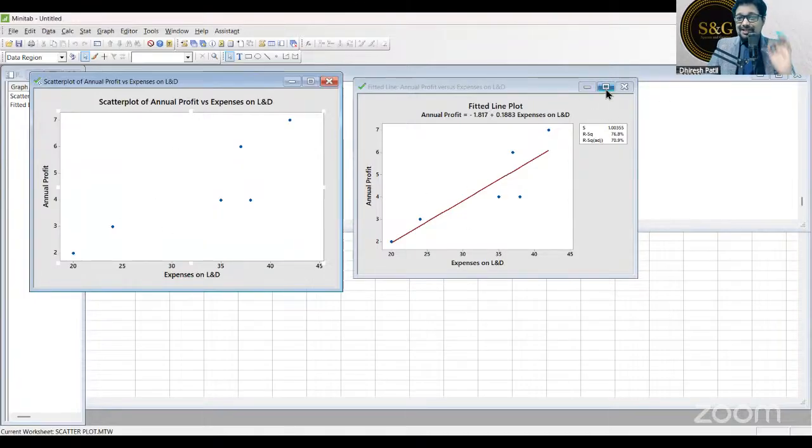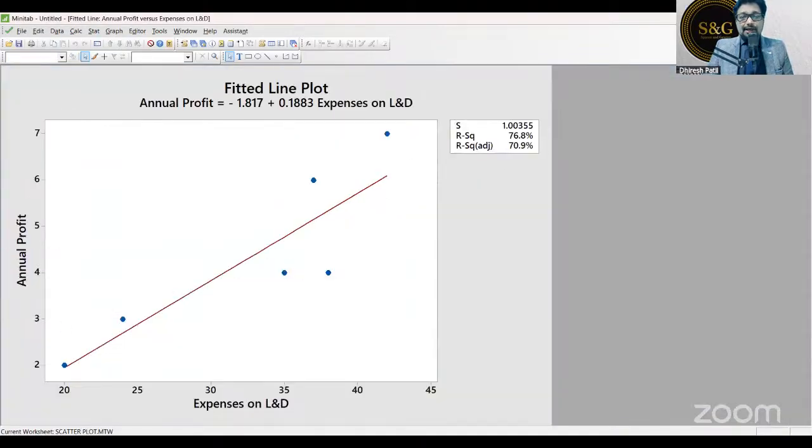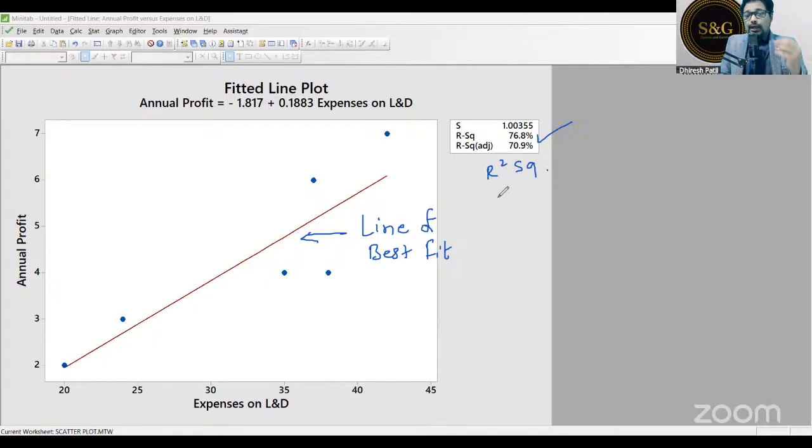Now just try to understand what are the three major elements which are added. The first element added is this line, which is called the line of best fit. The second is the R square value. Make a note of this. R square value is nothing but the strength of the relationship.